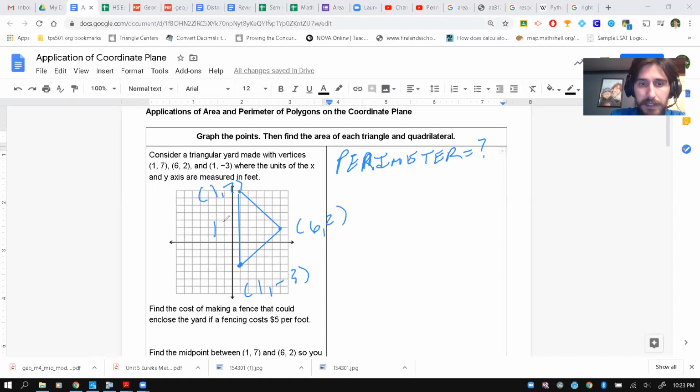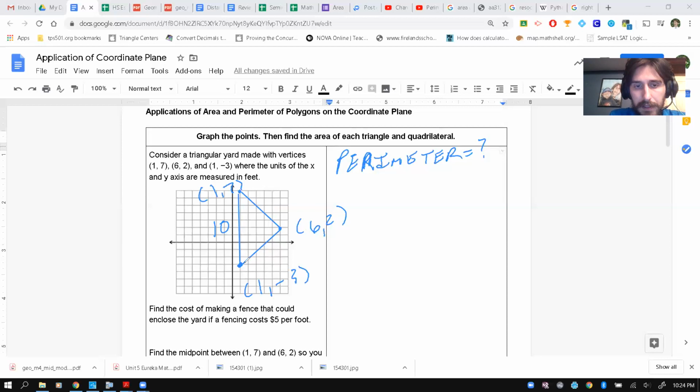To find the length of the vertical side here, I can just count from -3 up to 7, which is 10. To find the length of my diagonal sides, I can't just count. Instead, what I have to do is use either the distance formula or the Pythagorean theorem. If I want to use the Pythagorean theorem, I'll use that to find this bottom one, and then I'll use the distance formula to find the top one.